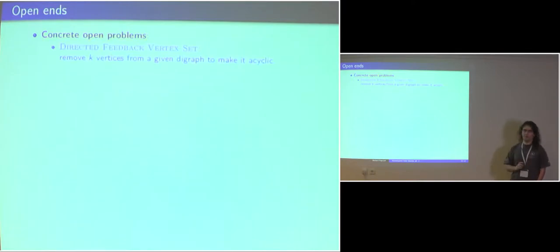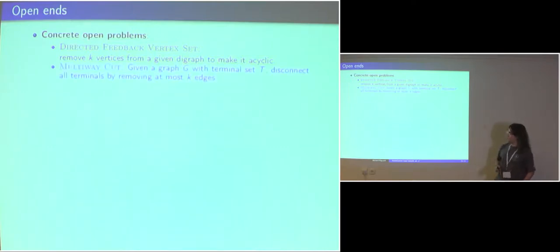First and foremost, I think that directed feedback vertex set should be here. Namely, you are given a directed graph and an integer k, and you delete at most k vertices to get an acyclic directed graph. This is a notoriously hard problem in parameterized complexity. It is FPT for very non-trivial reasons, and its kernelization status has been open since the beginning of the days.